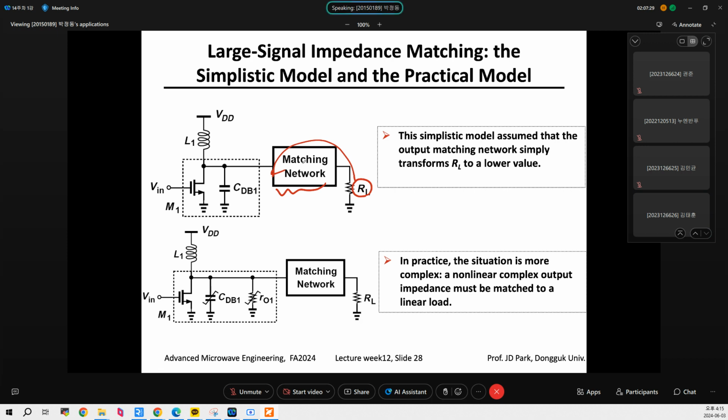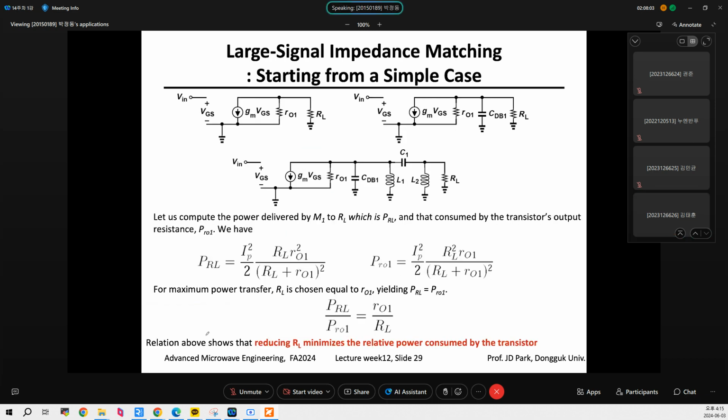But in practice, those C and R are actually a function of output power. So we cannot directly take gamma out and convert it to G out and use this in designing the matching network. It's impossible, right? Instead, since this is a nonlinear complex network system, we have to use load pull, right? So let's observe what's going on in terms of transformation ratio.